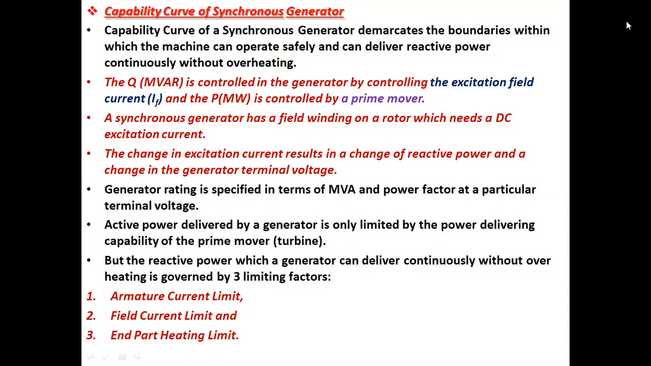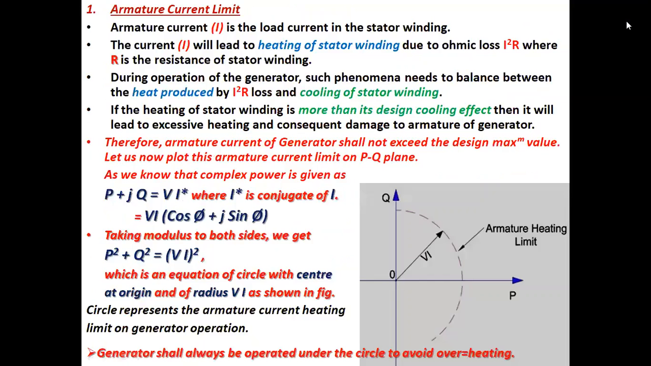But the reactive power, which a generator can deliver continuously without overheating, is governed by three limiting factors. One, armature current limit. Second, field current limit. And third one, end part heating limit. Armature current limit.